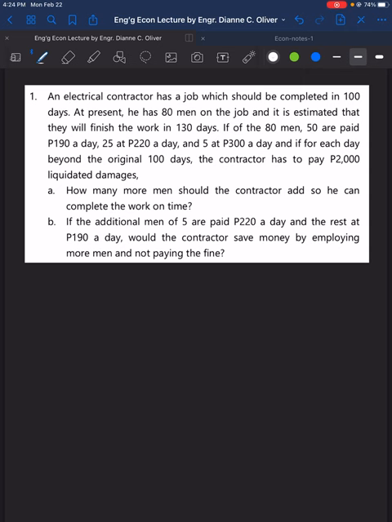Also, if the additional men of 5 are paid 220 pesos a day and the rest at 190 pesos a day, would the contractor save money by employing more men and not paying the fine? Okay, so we are making decisions here. The first one, it will ask how many men should the contractor add or hire so that he can complete the job on time. Because it says there in the problem, the job here should be completed in 100 days.